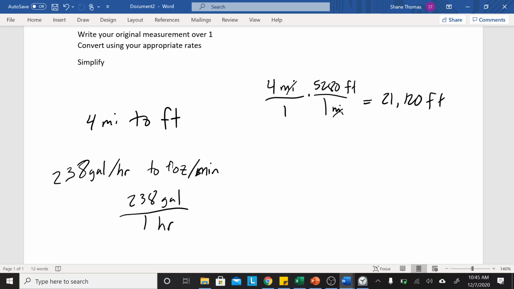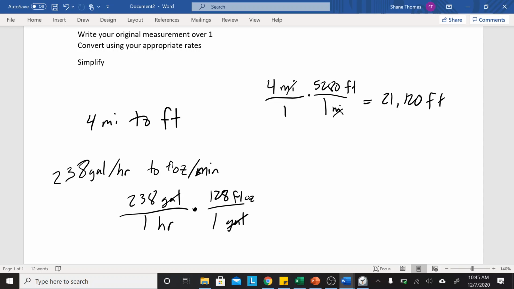Okay? So from there, let's go with the gallons first. Let's go from gallons to fluid ounces. How many fluid ounces are there in a gallon? Remember from your chart? One gallon is 128 fluid ounces. There we go. Okay, so then I can cancel out my gallons because I have one top, one bottom.